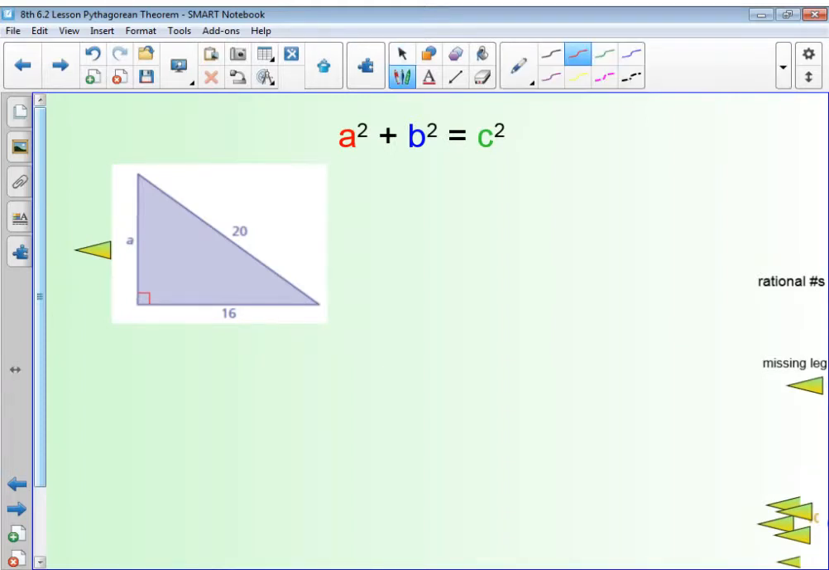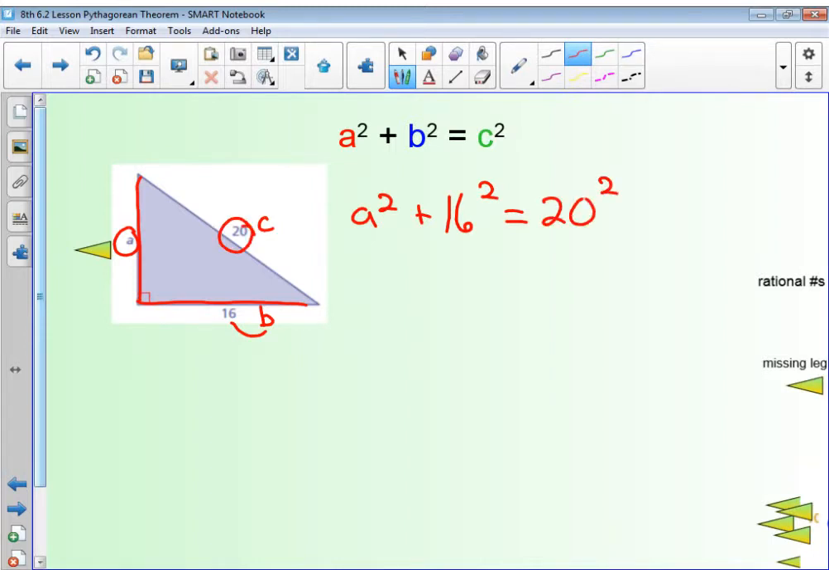Okay, so here's my A and my B. Now they've already identified this one as A, so this obviously has to be B. This is my C side. Okay, so do I know the A? No, so I'm going to write A squared, plus my B side was 16, so 16 squared equals my C side was a 20, so 20 squared.